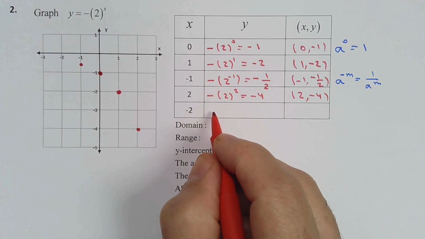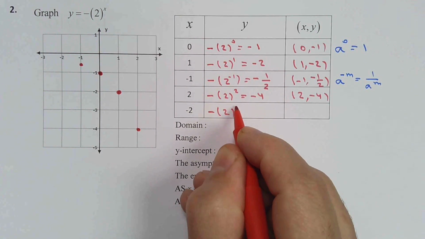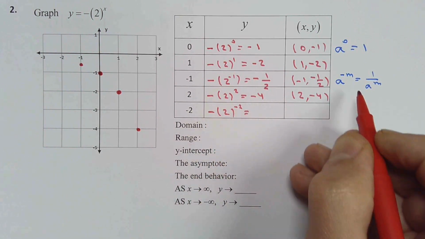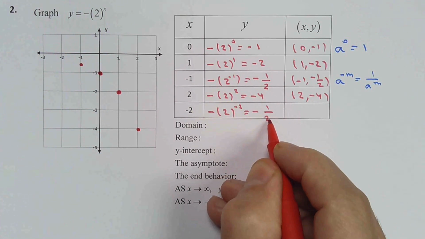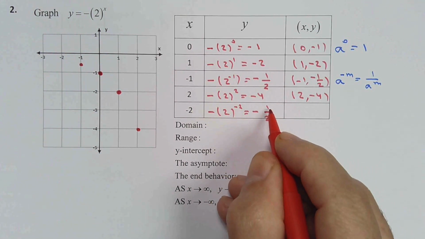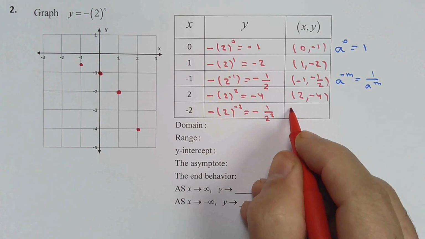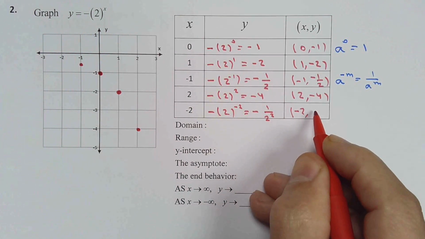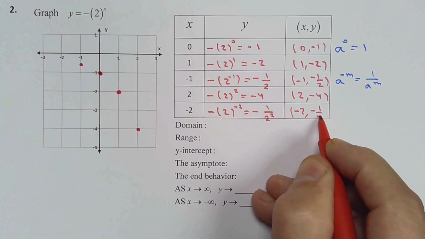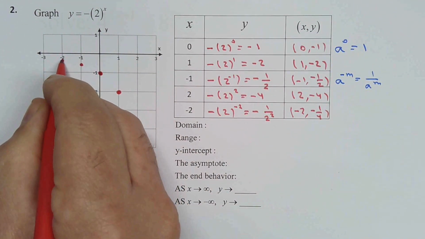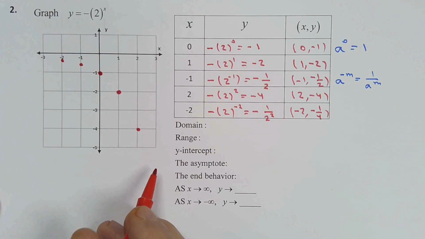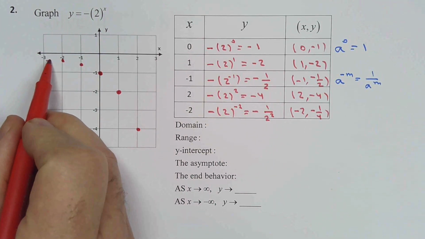And finally, x equals negative 2. That will be 1 over 2 to the power positive 2, and that's 1 over 4 with a negative sign. So negative 2 will give you negative 1/4. To graph it, we're going to go just like this.